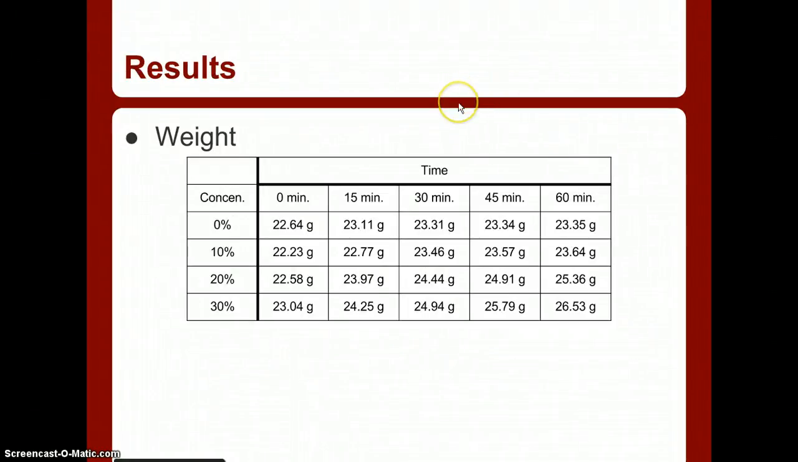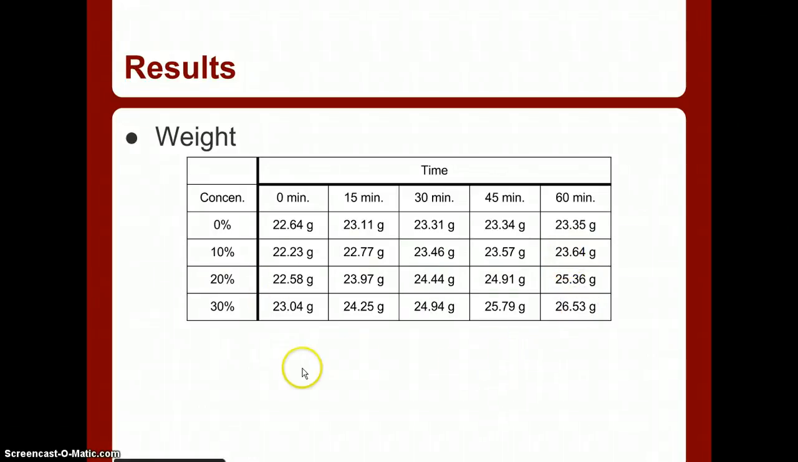So here are the results for weight. These are the different concentrations. And for 0%, as you can see, it starts at a higher weight than 10%, 20%, which surprised me, but it follows the same pattern. Here it goes up, but notice it goes up very slowly. Like here, there's a change of only 0.01 gram in 15 minutes. Whereas 10%, it gradually rose at a greater rate. Same thing for 20%, and same thing for 30%.